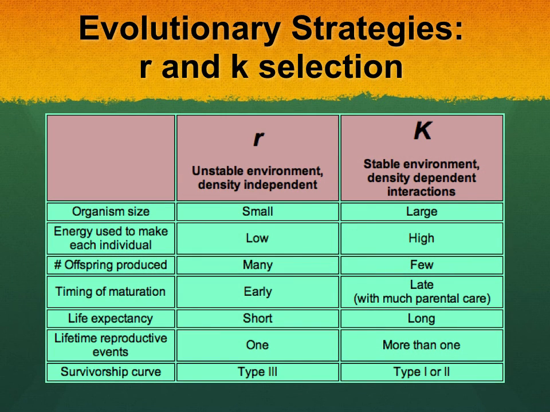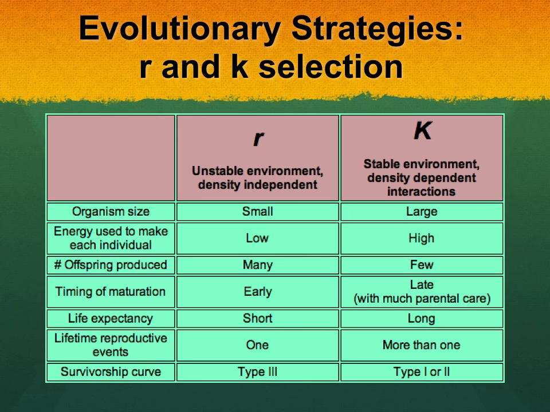There are different strategies that organisms will utilize as far as how it comes to population growth. You can have an R strategist or a K strategist. R strategists typically are very small organisms. There's not a lot of energy used to make each individual. They will produce many offspring. They don't live very long, and they tend to be relatively small. These are type 3 survivorship curves.